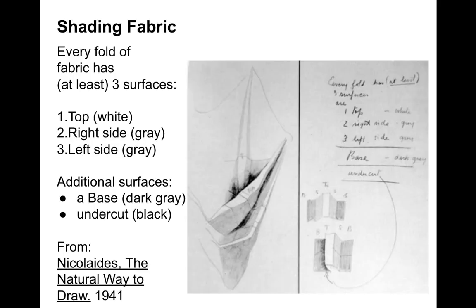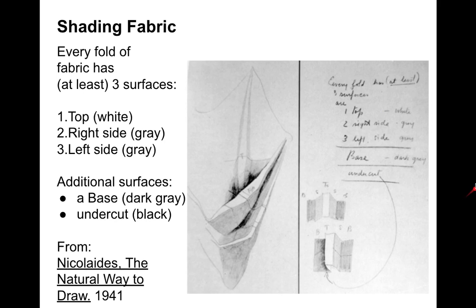Shading fabric. Every fold of fabric has at least three surfaces: a top side, a right side, and a left side. The top side is white, the right or left sides are gray, and additional surfaces: a base, which is dark gray, and an undercut, which is black.